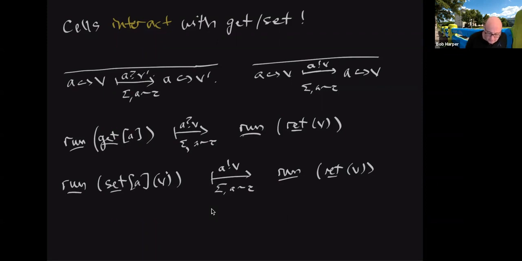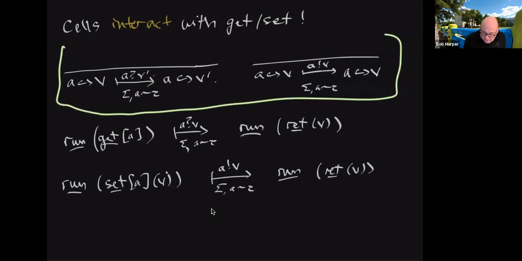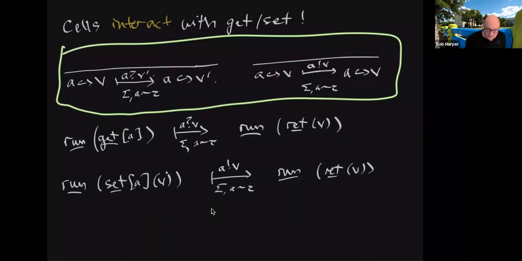All right, so these two rules that are written here are encapsulating the idea that the cell is a server. So that's what I'm doing. And the server is running parallel with the main program, as it were. And the main program is the thing we're running. That's why I call it run. And now you're going to guess what I'm going to do.